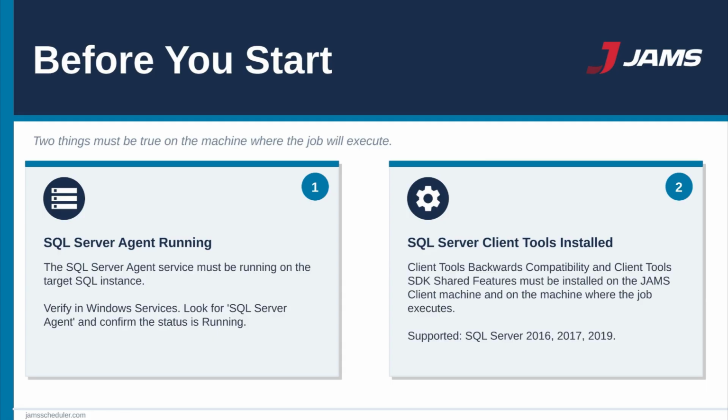First, the SQL Server Agent service must be running on the target SQL instance. You can verify this in Windows services, look for SQL Server Agent, and confirm the status is running. Second, JAMS requires the SQL Server client tools, specifically the client tools backwards compatibility and client tools SDK shared features. These must be installed on the JAMS client machine and on the machine where the job executes. JAMS supports SQL Server 2016, 2017, and 2019 shared features.